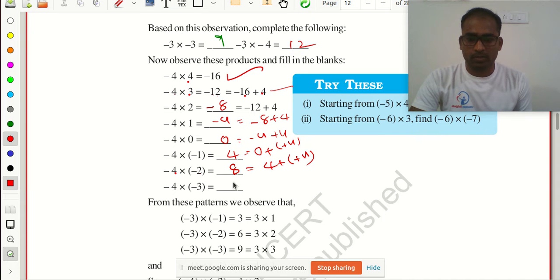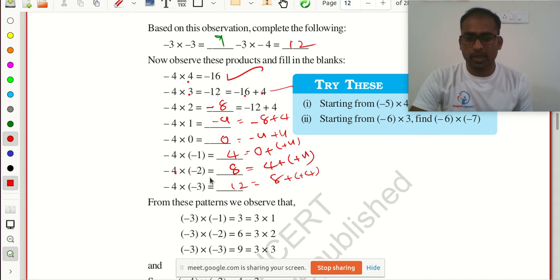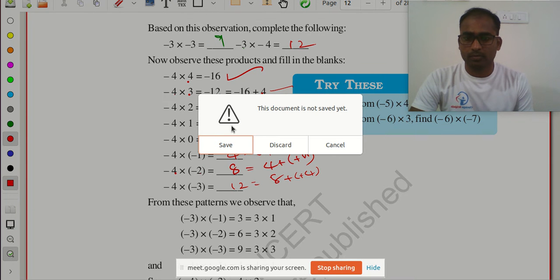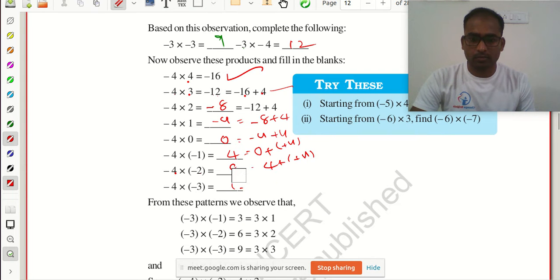So same here, 12. I can write this as 8. Is this the right way? Just check.